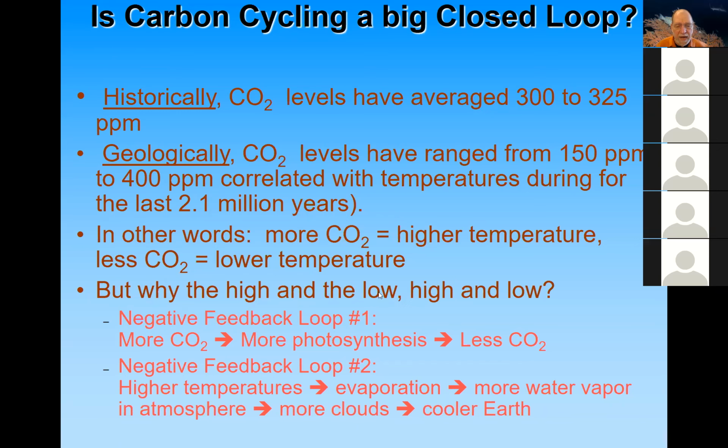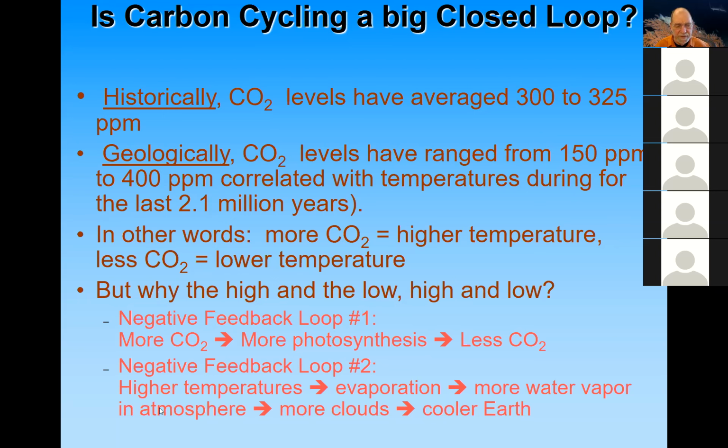But why the high and the low and high and low? So there's negative feedback loops. You know, more CO2, more photosynthesis, less CO2. So that's a negative feedback loop. So as we increase CO2, we would increase the ability of plants to take it up. And that's one thing that people who are skeptical about climate change say. They say, whoa, increasing the amount of CO2 in the atmosphere is good. It'll help the plants grow faster. We'll have, you know, more corn.